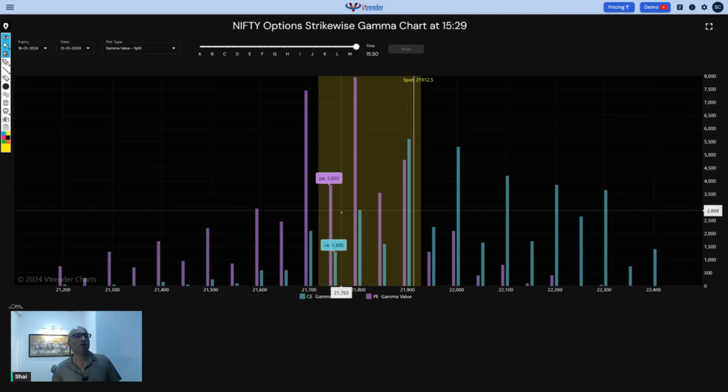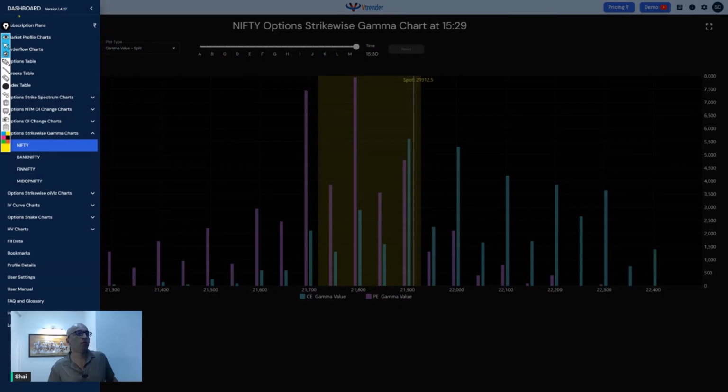Okay, and that is what we call the gamma chart. Now, how do I get this gamma chart? I move down here. If I go into options strike wise gamma, now it should be clearer. I go into what is called a gamma chart, right? Now this is a chart on screen.